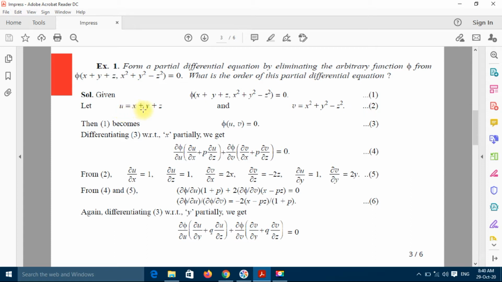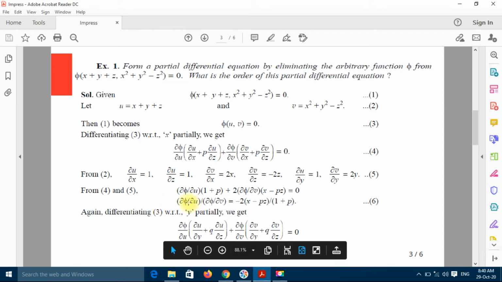Then we get ∂u/∂x is equal to 1, ∂u/∂y is equal to 1, ∂u/∂z is equal to 1, ∂v/∂x is equal to 2x, ∂v/∂y is equal to 2y, ∂v/∂z is equal to minus 2z. Okay, now substitute these values into equation number 4.